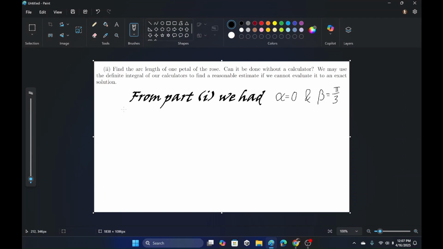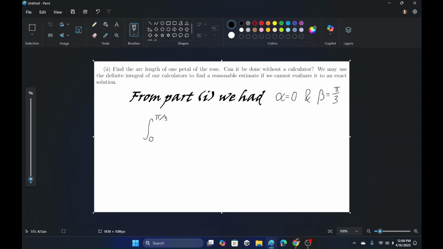Let's check out part 2 of this question. It asks us to find the arc length of one petal of the rose. And recall from part 1, we had found the bounds for theta, 0 and pi thirds. So the question here is to find the arc length, maybe without a calculator if it's possible. And one thing we know is we'll have the integral from 0 to pi thirds of something.